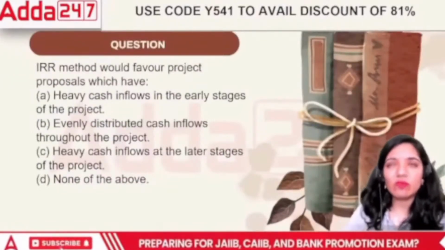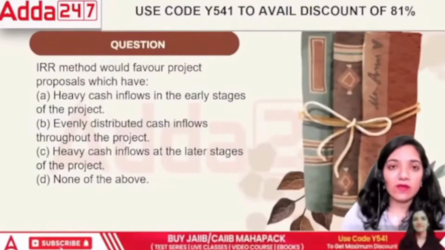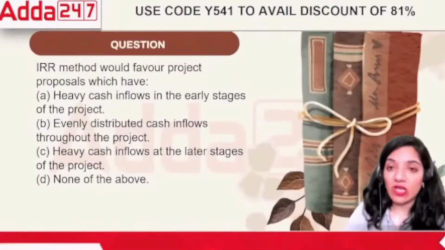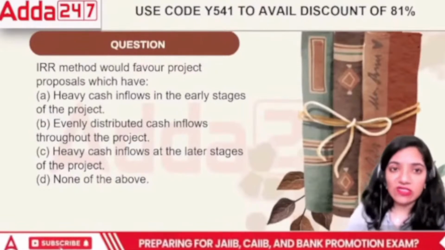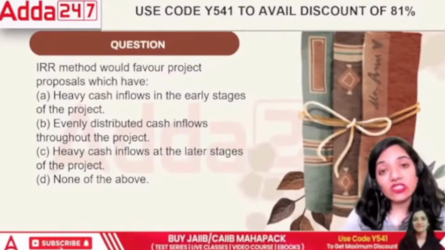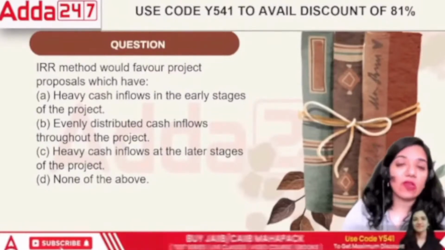This question relates to the module B, right? This question says that IRR would favor project proposals which have heavy cash inflows in the early stages, evenly distributed cash inflows throughout the project, or heavy cash inflows in the later period, or none of the above.